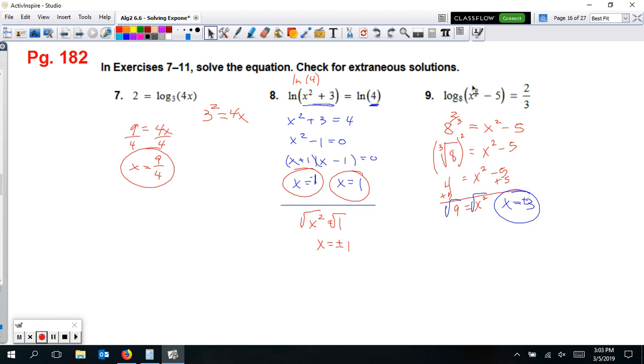And so you'd want to check that one as well. So it's going to go in where x squared is. So whether it's 3 squared, that's going to give you 9, or negative 3 squared is also going to give you 9. Either way, you're going to get 9, and 9 minus 5 would give you a 4. And that, again, is going to be okay. So as long as this is a positive number here, you're going to be fine with your answers. So no extraneous solutions there either.